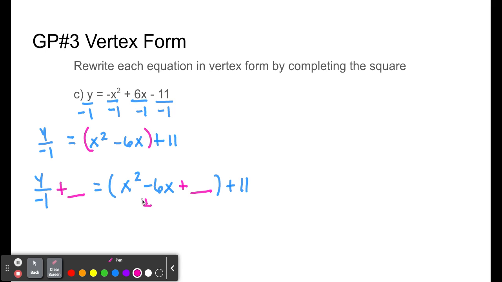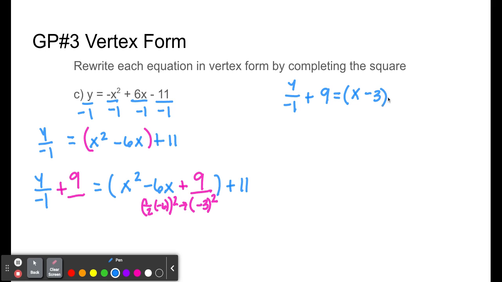So we're going to take half of -6 and square it. That's going to be -3 squared, which gives us a positive 9. That gives us y over -1 plus 9. And now we need to factor this to give us a binomial squared. So that's going to be x minus 3 squared plus 11.